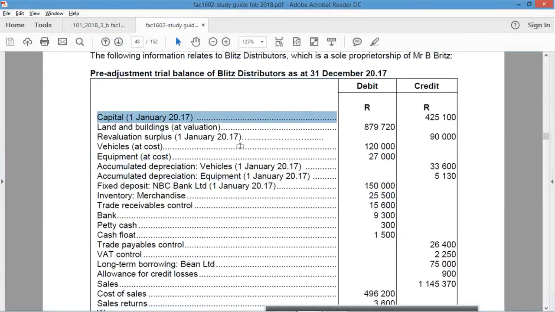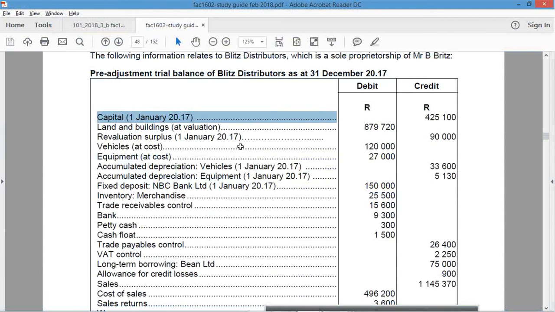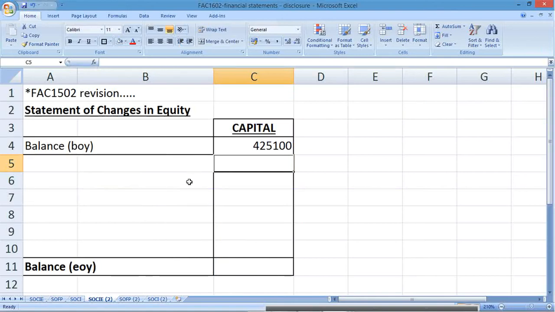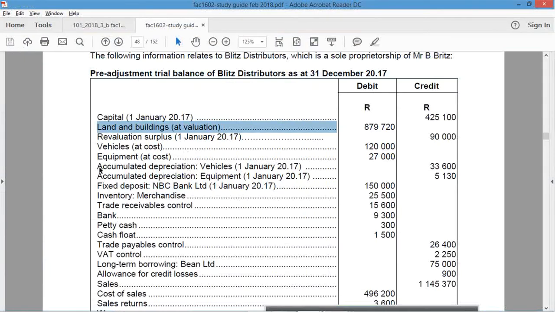425 100. Where do you want me to go? Back then here. You go back, and then land and buildings is in the statement of financial position. It gets put under non-current asset. So you insert it first on your answer, and then I'll update my answer. Okay, so that's a good place to start. I see you've written this in. Land and buildings, so that amount is 879,720.